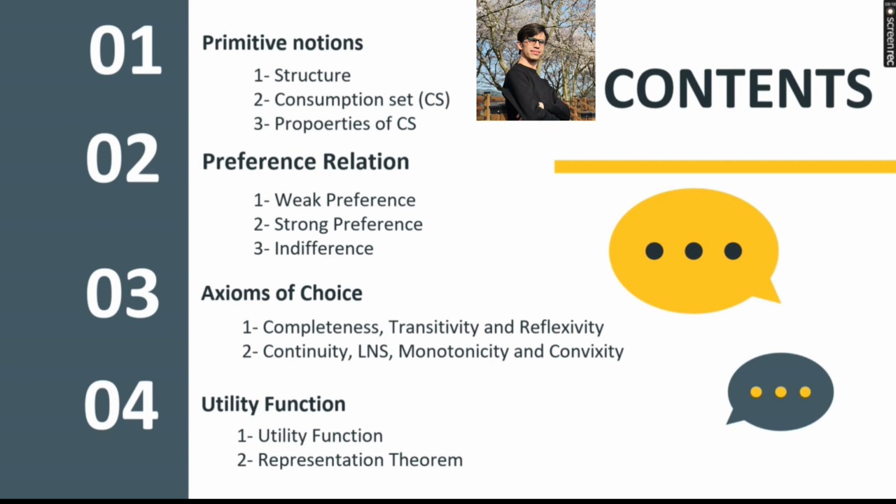And then, after talking about preference relation, we are going to talk about the axioms of choice, which are completeness, transitivity, reflexivity, and continuity, local non-satiation, monotonicity, and convexity. And then we move to talk about utility function. What is a utility function and how the representation theorem works for the utility function. These are the four basic topics that we are covering in consumer theory in this part. Then we will move on to the next level of consumer theory in next videos.